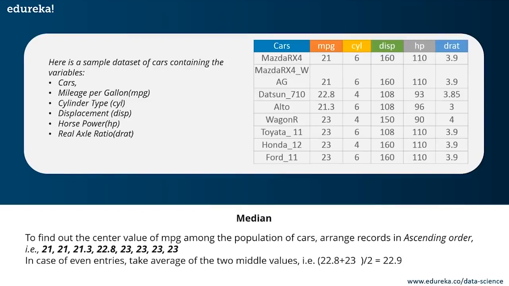In this case, we have 8 values, which is an even entry. Whenever you have an even number of data points or samples in your data set, you're going to take the average of the two middle values. If we had 9 values over here, we can easily figure out the middle value and choose that as the median. But since there is an even number of values, we're going to take the average of the two middle values. So 22.8 and 23 are my two middle values, and I'm taking the mean of those two, and hence I get 22.9, which is my median.